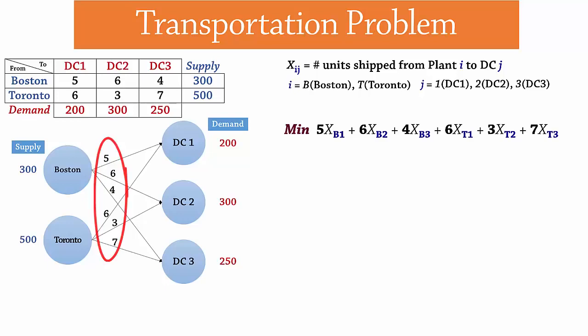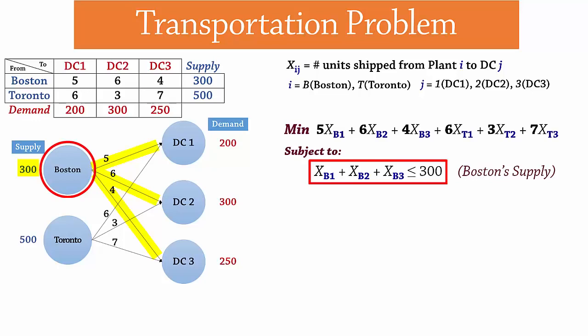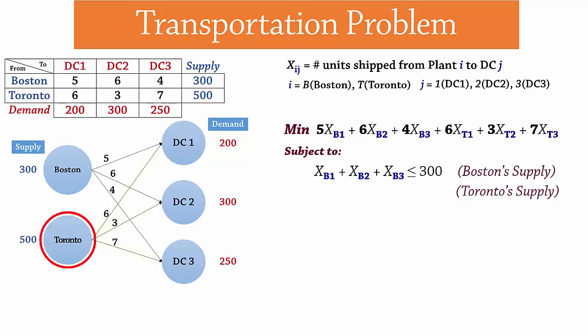For the constraints, we need to write 1 for every node. For Boston supply, the total amount shipped to the 3 destination centers cannot exceed Boston's capacity, which is 300. So we write XB1 plus XB2 plus XB3 is less than or equal to 300. We do the same for Toronto. XT1 plus XT2 plus XT3 is less than or equal to 500.